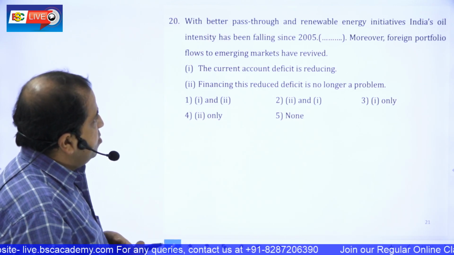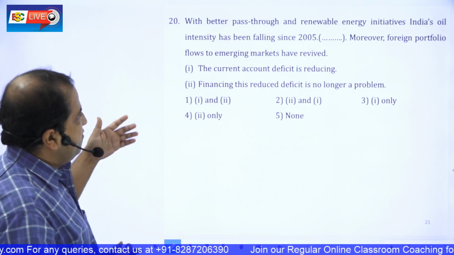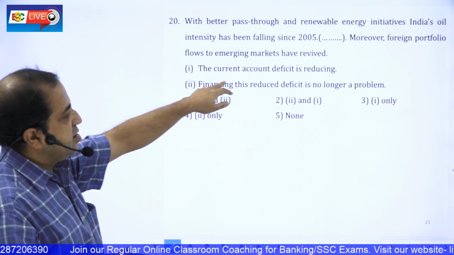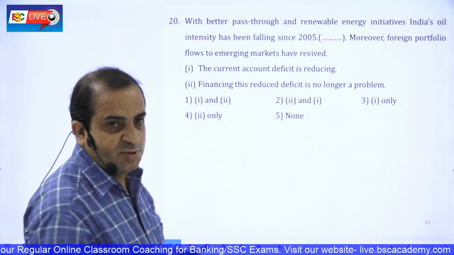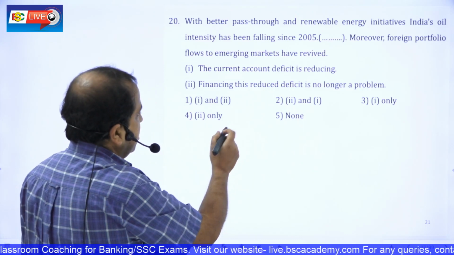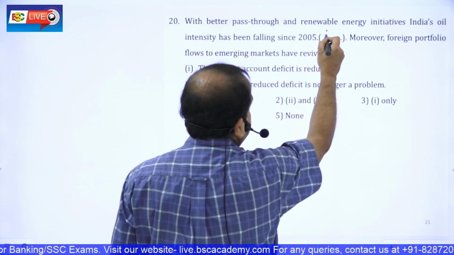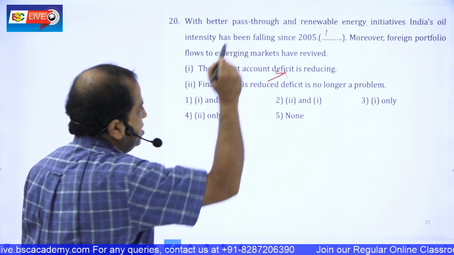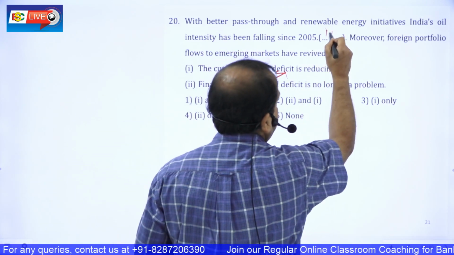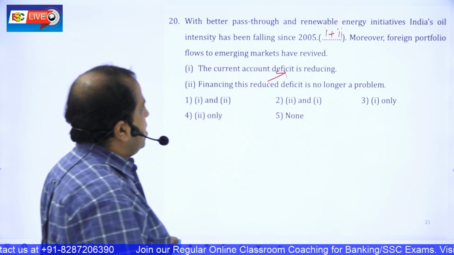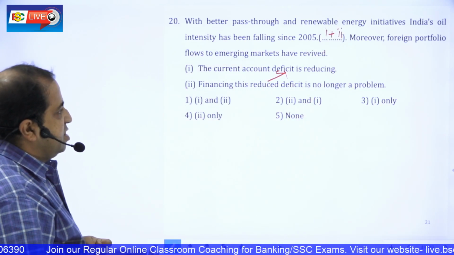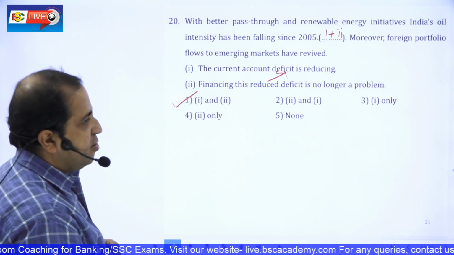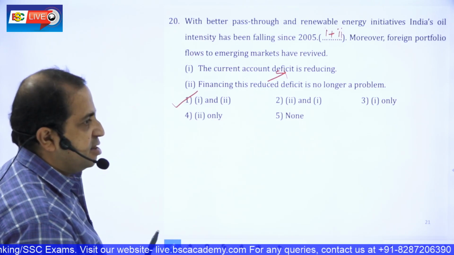With better pass-through and renewable energy initiatives, India's oil intensity has been falling since 2005. This paints one problem and then another problem is put. The current account deficit is reducing. Abhishek Kashyap says, okay, yes, satisfied. The current account deficit is reducing. So 1 comes here. And then financing this reduced deficit, now this is referring to this, is no longer a problem. So 1 plus 2. And moreover, foreign portfolio flows to emerging markets have revived. So it becomes a case of 1 and 2. So 20, yes, Manas Meher has got the correct option. Manas Meher says 1, that's right.